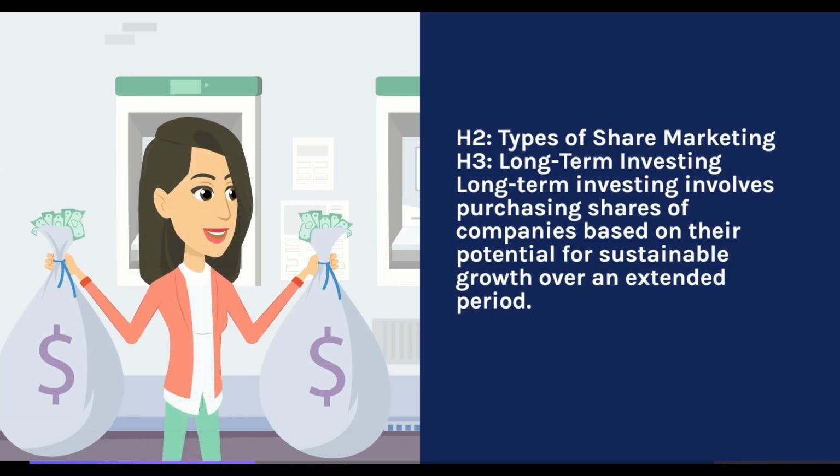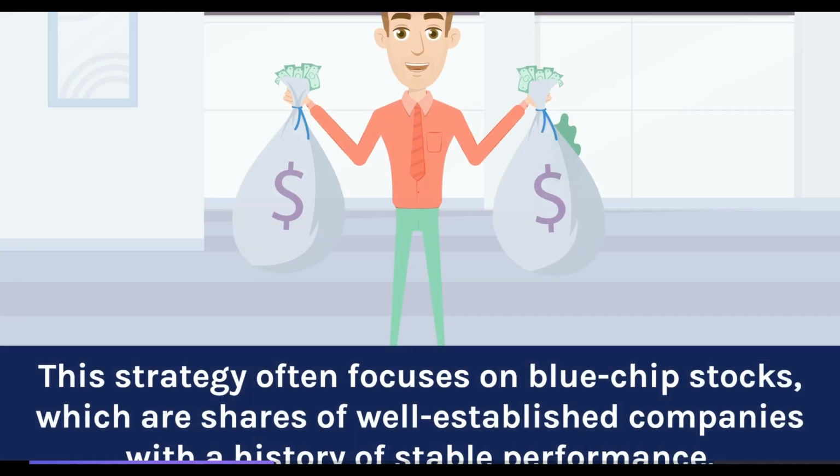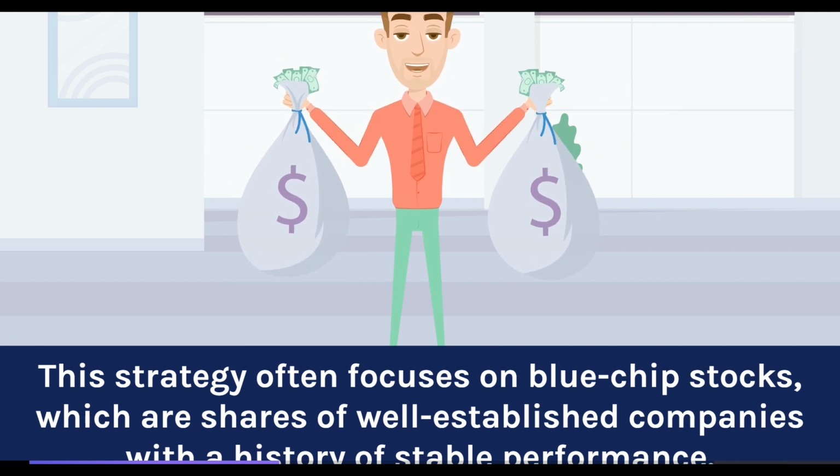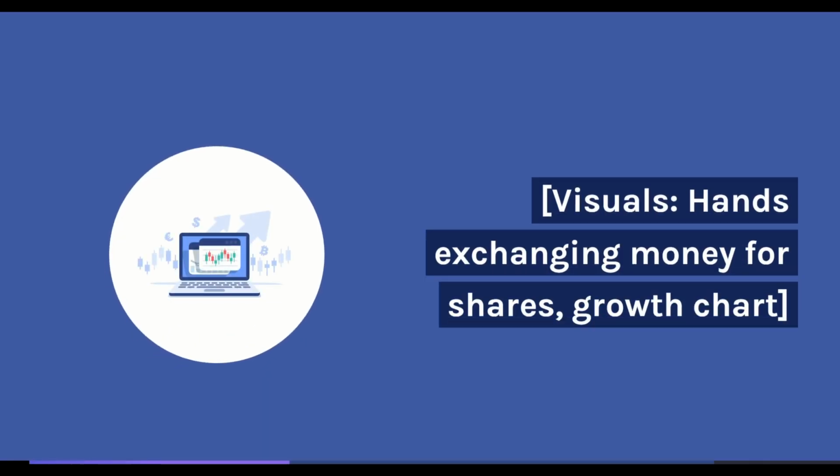Types of share marketing. Long-term investing. Long-term investing involves purchasing shares of companies based on their potential for sustainable growth over an extended period. This strategy often focuses on blue-chip stocks, which are shares of well-established companies with a history of stable performance. Visuals: hands exchanging money for shares, growth chart.